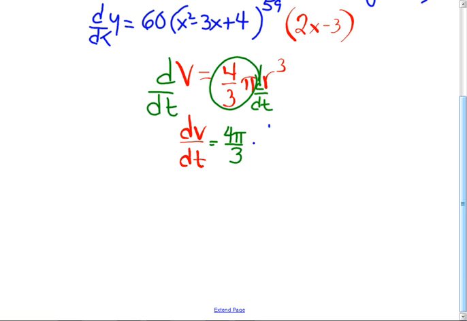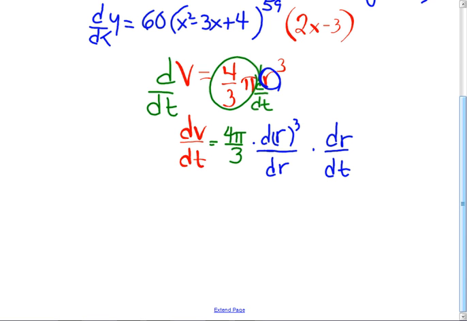First, I'm going to do the derivative of the outside function of r cubed with respect to r. And then I'm going to take the derivative of the inside function with respect to time. Sorry, I said this wrong. The derivative of r cubed with respect to the inside function.